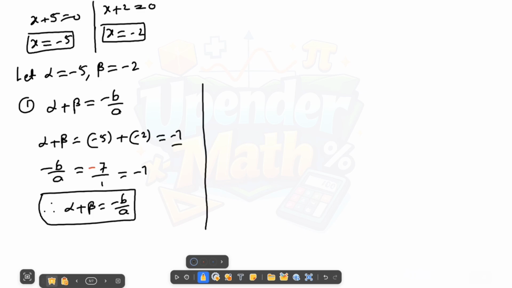Now let's verify the second relation. What is the second relation? Product of zeros, alpha into beta, must be equal to c by a. First let's take alpha into beta. Alpha is minus 5, beta is minus 2. So minus 5 into minus 2 is equal to plus 10.